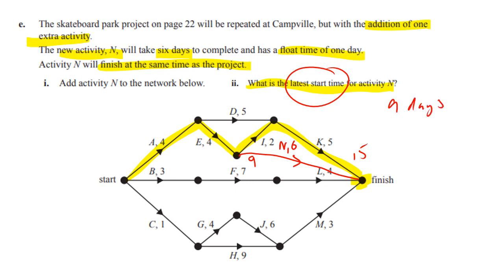And if you were to go forwards, that makes more sense, because to get to this point takes 8, and you've got a float of 1. So 8 plus a float of 1 is also 9 days. So that also makes sense if you went forwards from that.